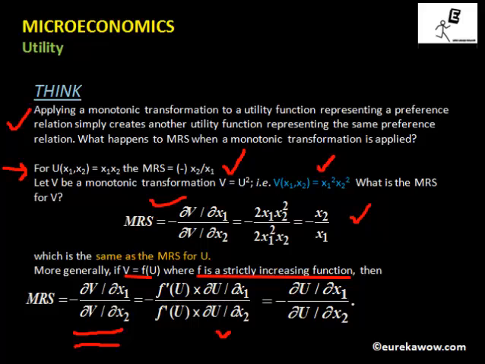So we get this, and from that we get the following equation, which is equal to minus of MU1 divided by MU2, which is equal to the MRS. Therefore, we conclude that MRS is the same in both cases, whether we take a monotonic transformation or do not. Therefore, we get a very important result: MRS does not change when a monotonic transformation is applied.